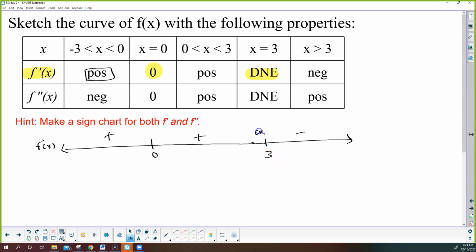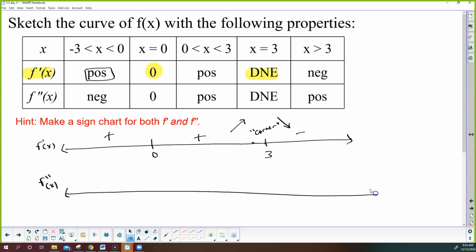So this might be a corner because your graph is going to be going up and then it's going to be going down, but the derivative doesn't exist, so it doesn't mean it's a smooth curve. It might just be a sharp corner, or it could be a discontinuity. We don't really know. We would need more information there.